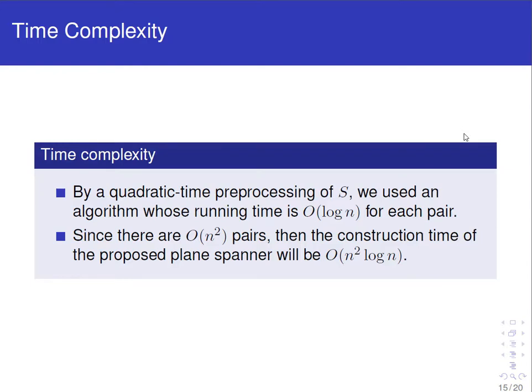In the paper, we showed that the proposed plane spanner can be computed in O(n² log n) time. The main idea to reduce the running time is that we do not use Dijkstra's single source shortest paths algorithm. Instead, by a quadratic time pre-processing of the point set, we use an algorithm whose running time is O(log n) for each pair. Since there are O(n²) pairs, the overall running time will be O(n² log n).